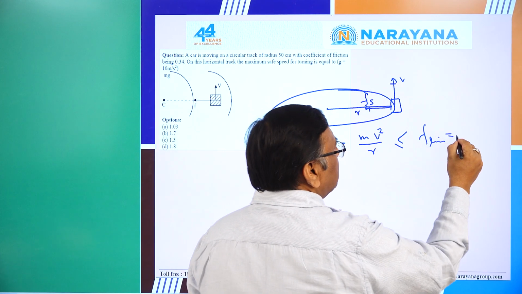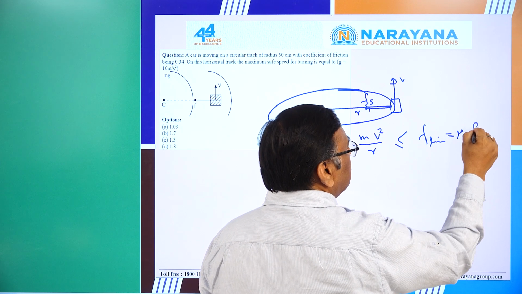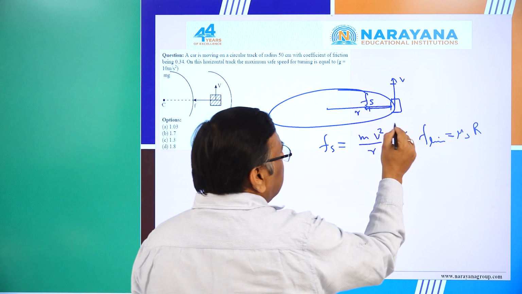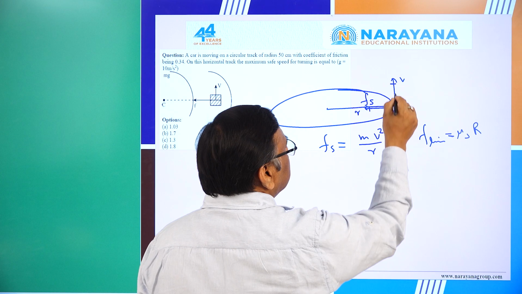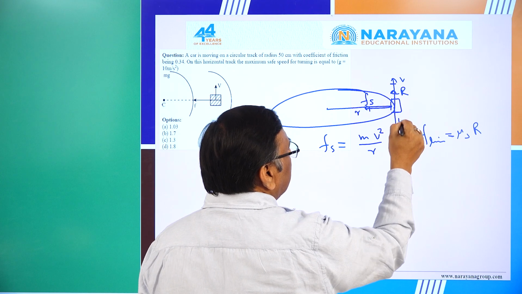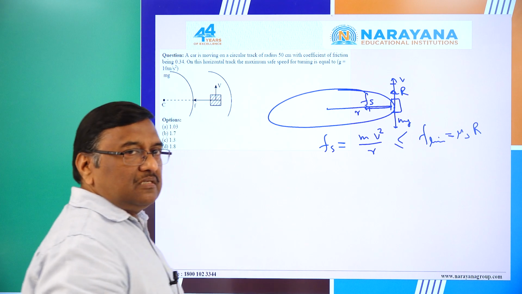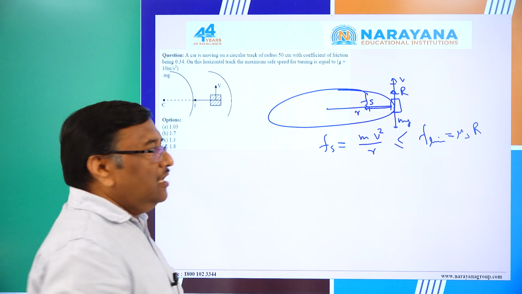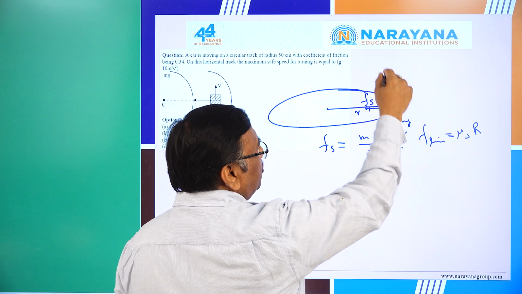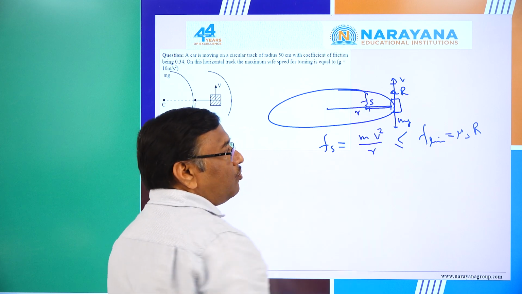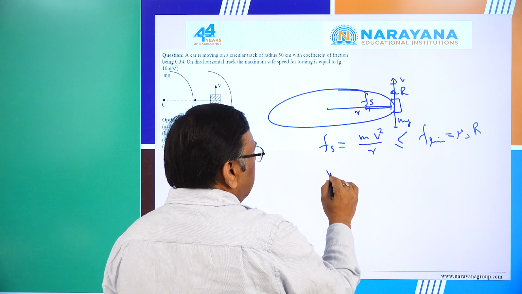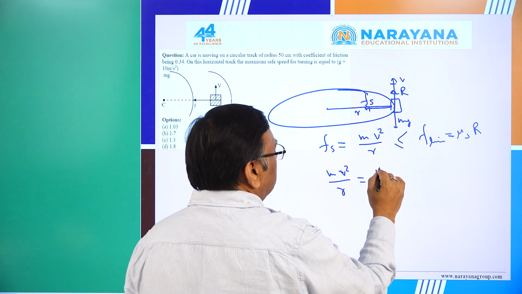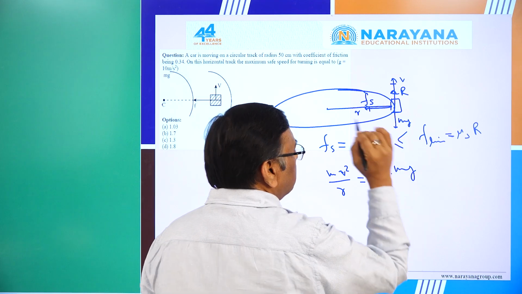What is the limiting frictional force by definition? It is mu s into R, that is coefficient of static friction into the normal reaction. On this horizontal surface, the normal reaction will be acting in the upward direction and mg will be acting in the downward sense. As there is no motion in the y direction, R must be equal to mg. Here v is in a horizontal plane, R is in a vertical plane, no problem. So mv square divided by r is less than or equal to mu s into mg.